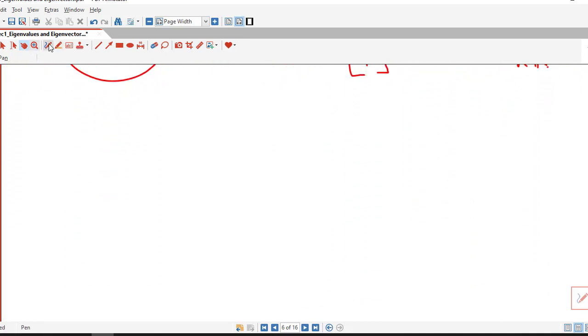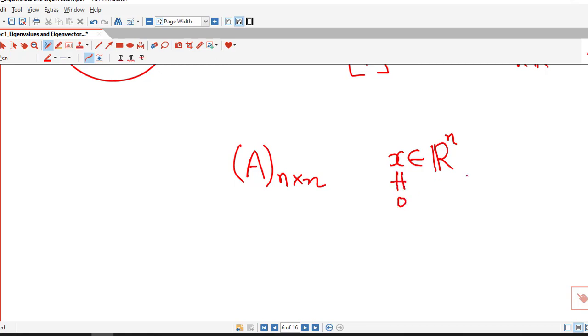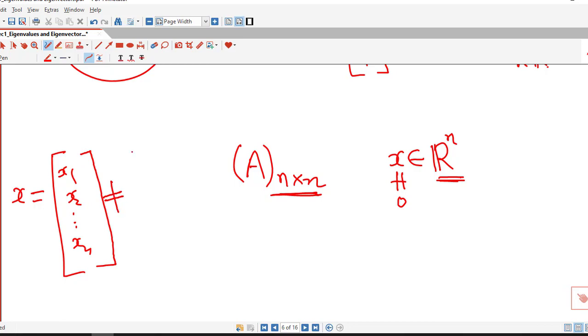So we just recall, to find out eigenvectors and eigenvalues of a square matrix of order n, first we have to keep in mind that eigenvector is a non-zero vector in n-dimensional space if capital A is a square matrix of order n. So there will be n components or n unknowns, x1, x2, up to xn, and this is different from zero vector. If we have 2 by 2 matrix, we will consider x1, x2. If we have 3 by 3 matrix, we will consider x1, x2, x3, and so on.